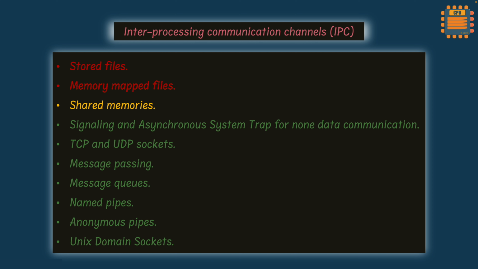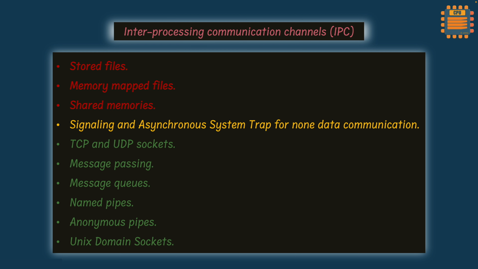The third type of an IPC channel uses shared memories. A shared memory is a block of memory that is shared between multiple processes, allowing them to read and write into it. This method is more efficient than the previous two because it operates directly in the system's memory space, reducing the need for data copying.